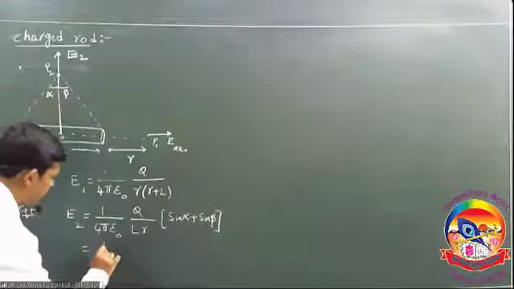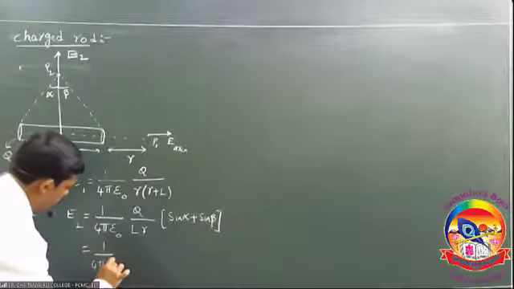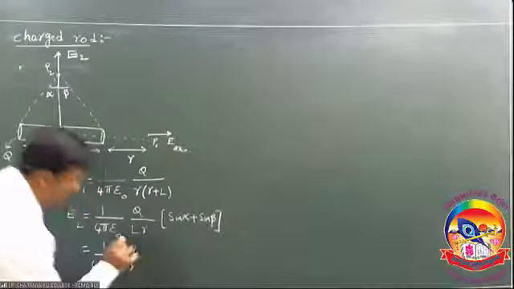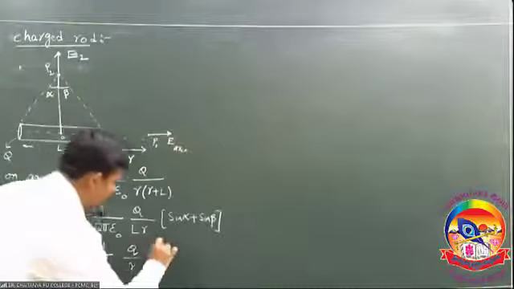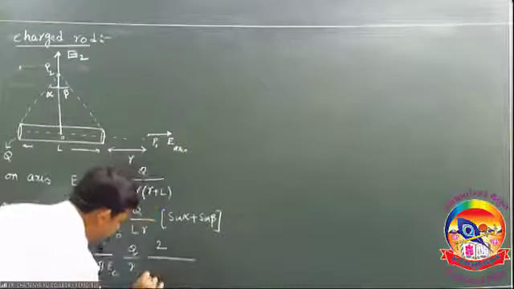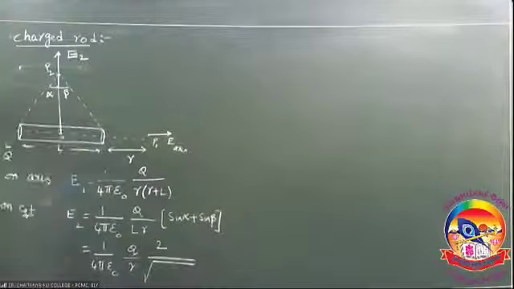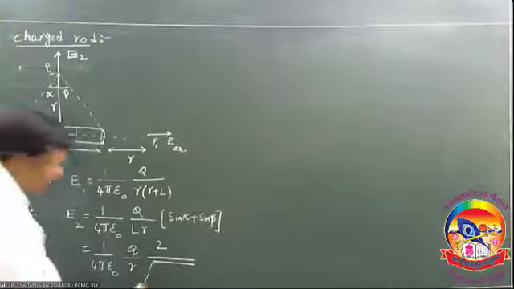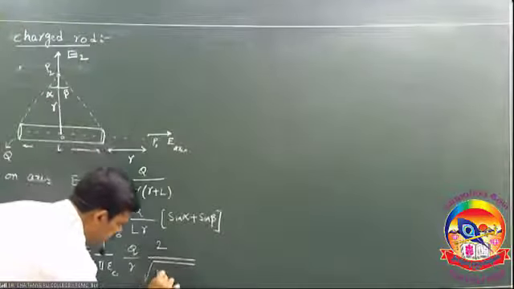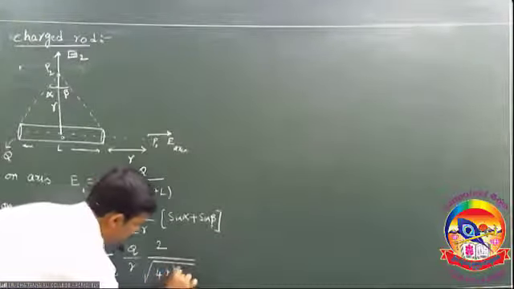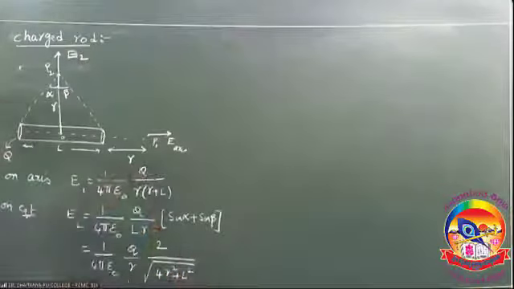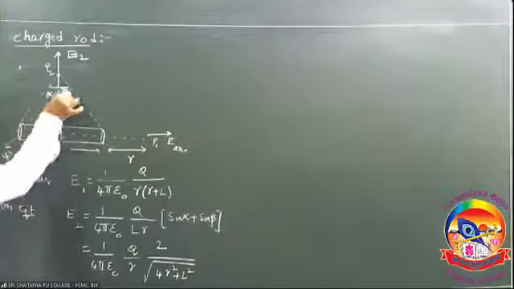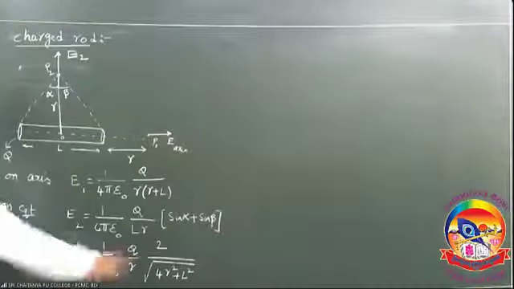If you simplify this, we got this formula: 1 by 4 pi epsilon naught Q by R, 2 by root over, this is our distance from here to here, R, root over 4R square plus L square. See, depending upon the situation, if angles are given, if this alpha and beta are given to you, we use this formula.